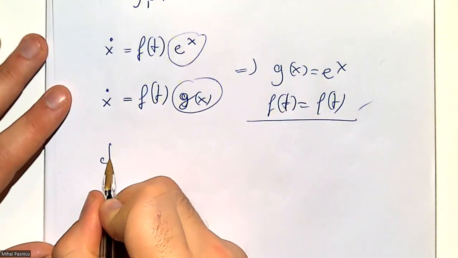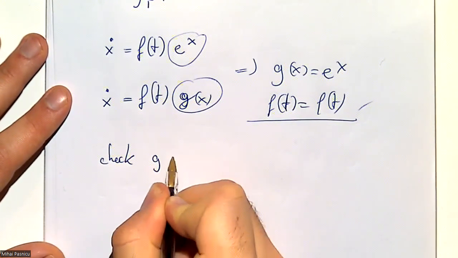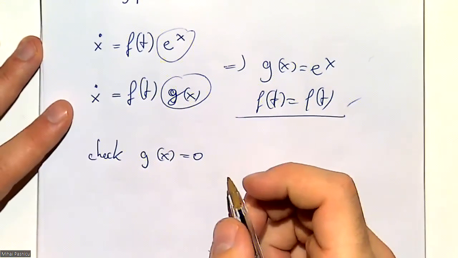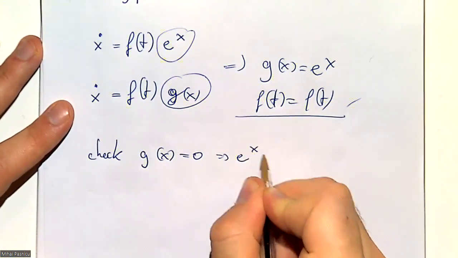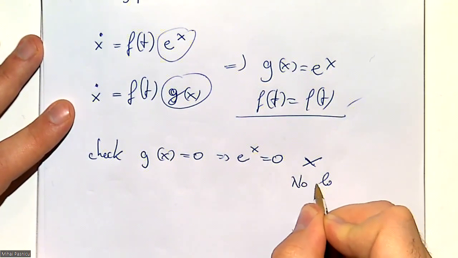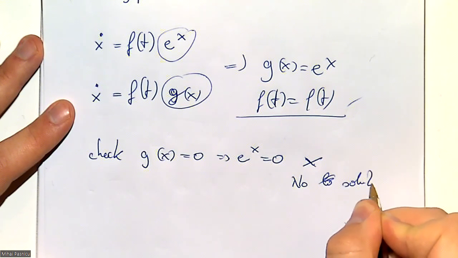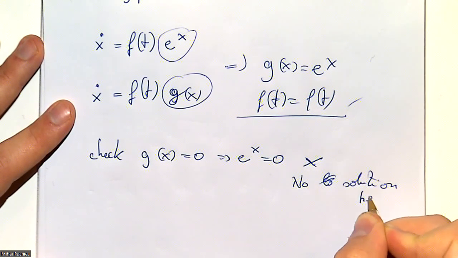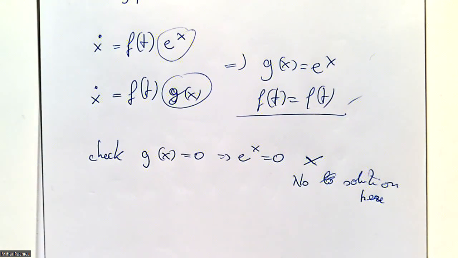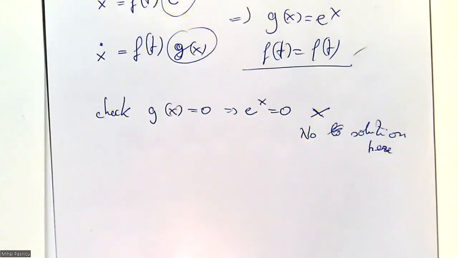Always check g of x is equal to 0. g of x equal to 0 means e to the x is equal to 0. This is not happening. No solution here. Minus infinity is not a number, in case you were wondering. So no, there's no solution here.